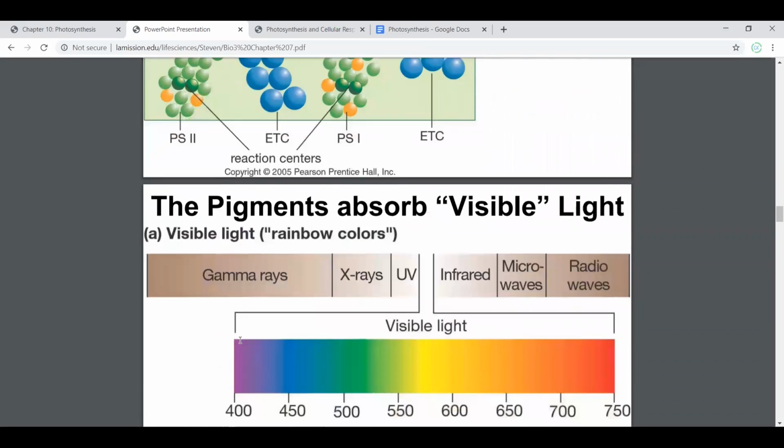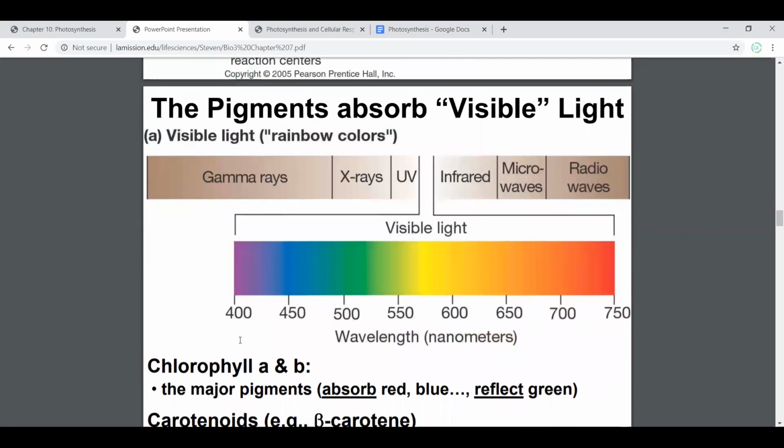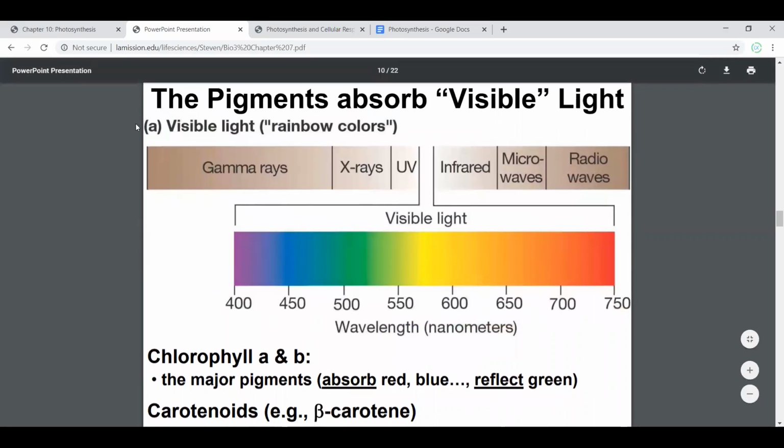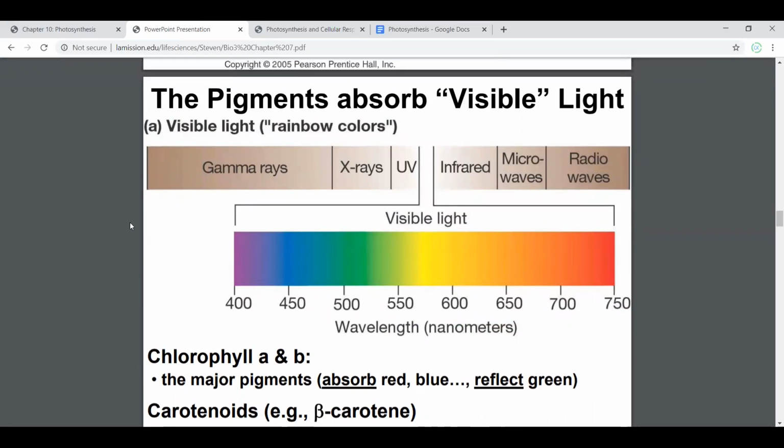So let's talk about what actually absorbs light. So depicted in A here, we actually have the electromagnetic spectrum. You see we have gamma rays, X-rays, UV rays, visible light, infrared waves, microwaves, and radio waves. So all of these are types of waves, electromagnetic waves. This is the spectrum of all the waves, but we just look at this little tiny sliver here of visible light.